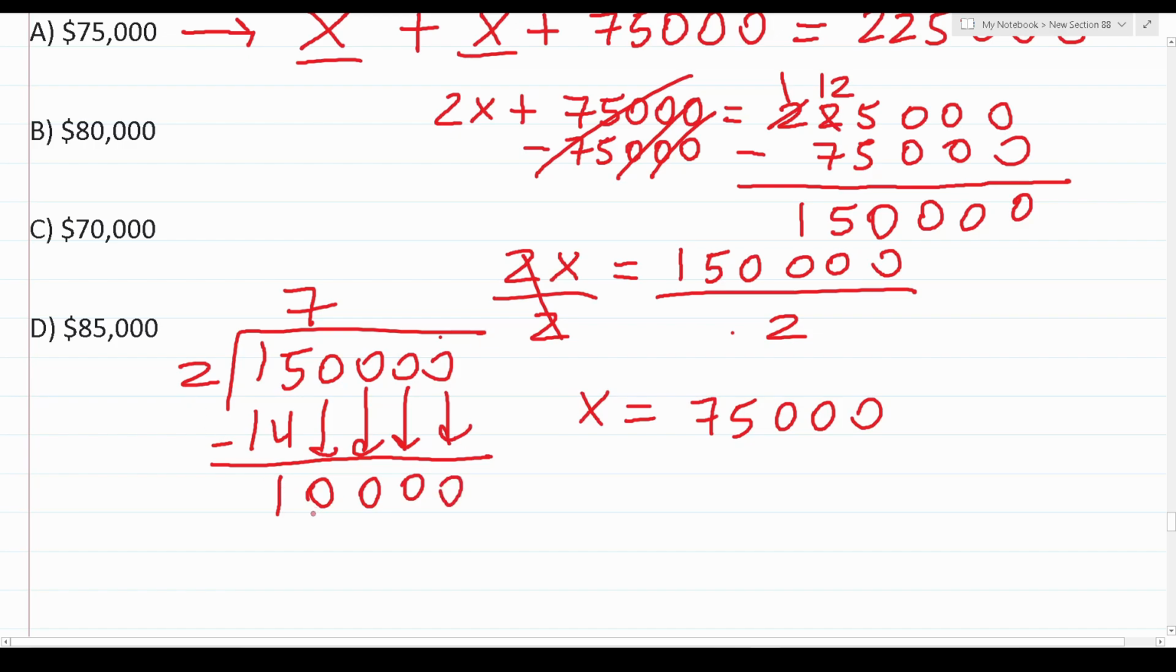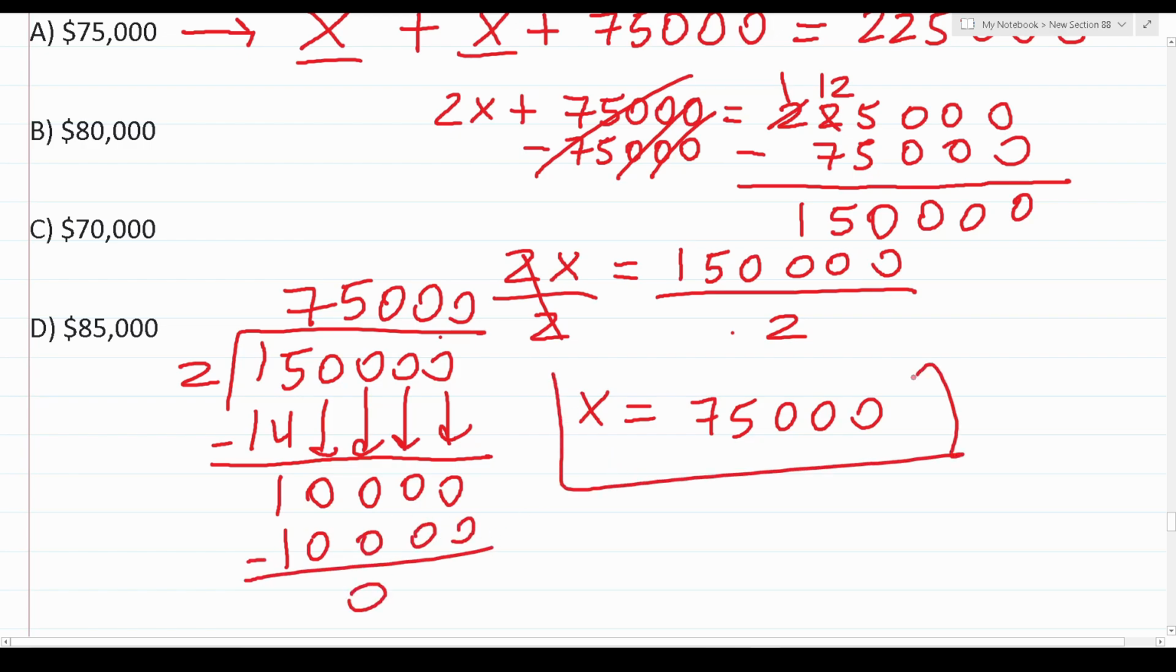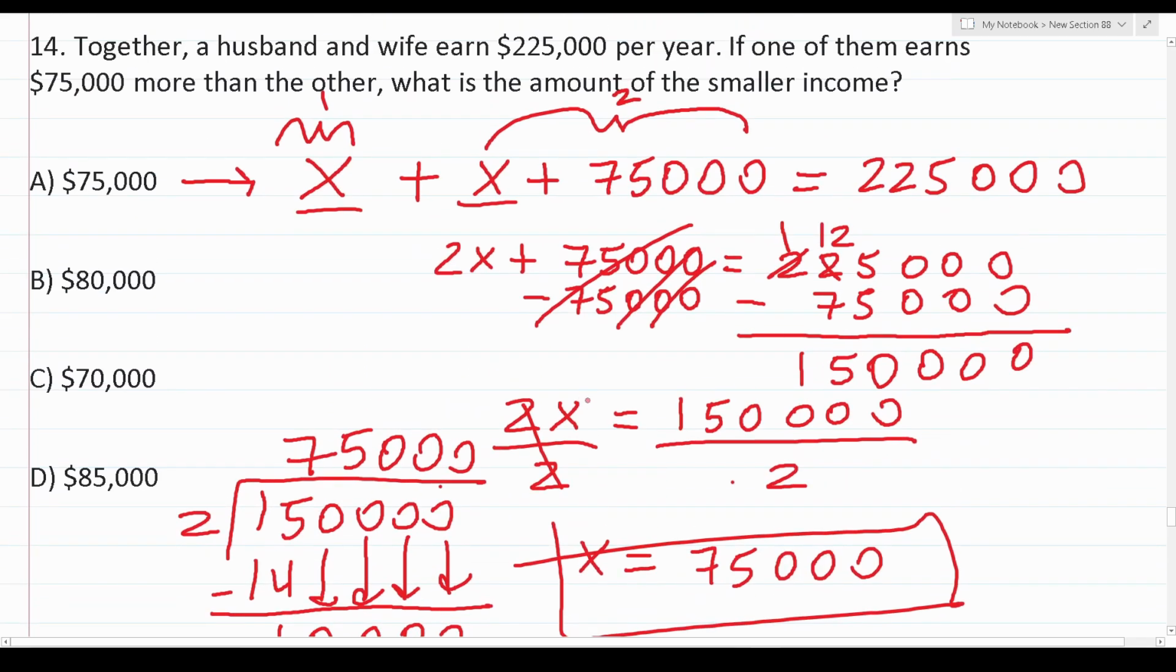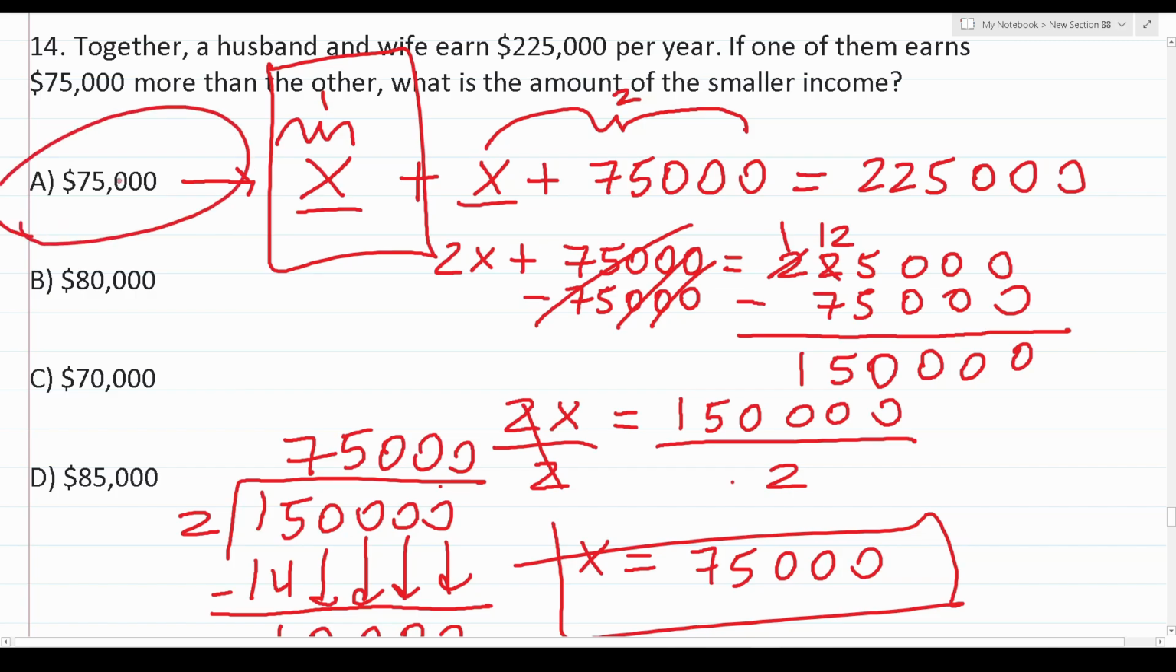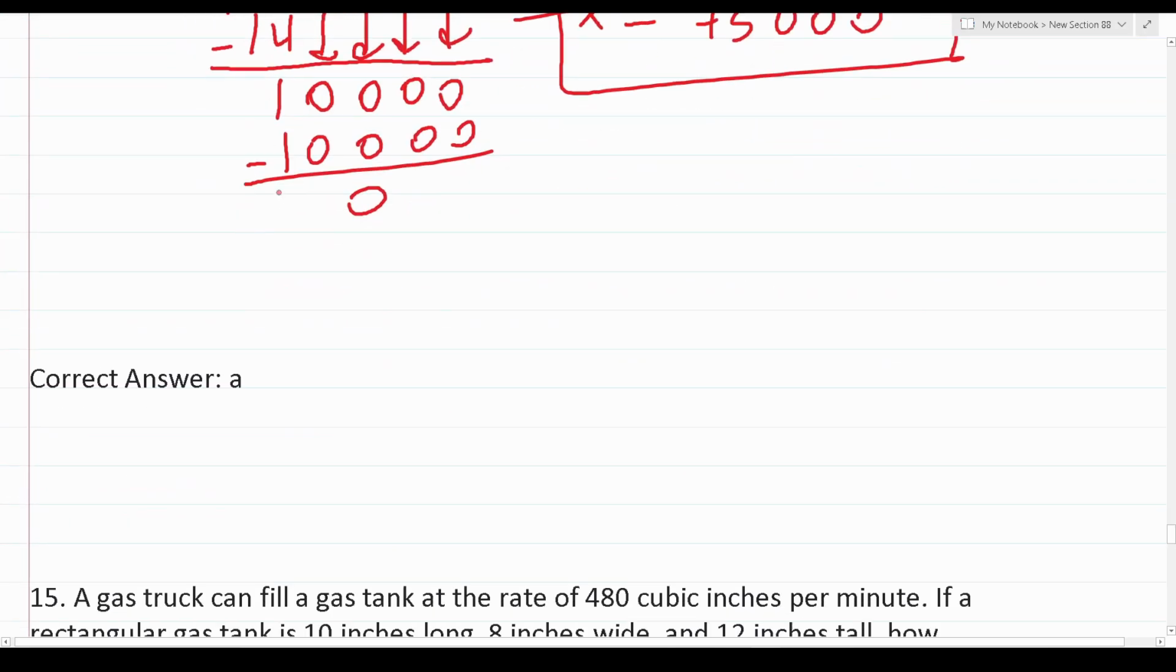How many times does 2 go into 10? That's going to be 5 times. Again, 2 times 5 is 10. But again, just bring up these 3 zeros, and we can say 2 times 5,000 is 10,000. So we can see there's going to be no remainder there. So x in this case is 75,000. Again, as I mentioned at the beginning of this problem, x is clearly the smaller income, so we know the answer to this one is 75,000.